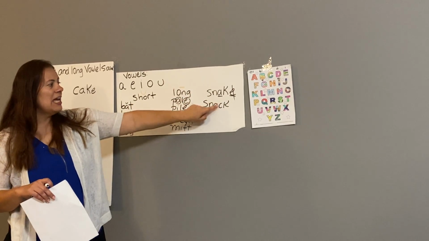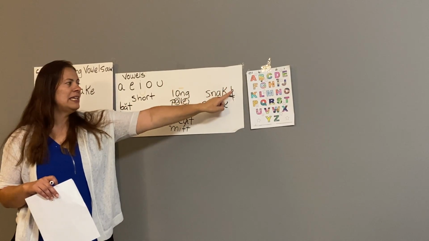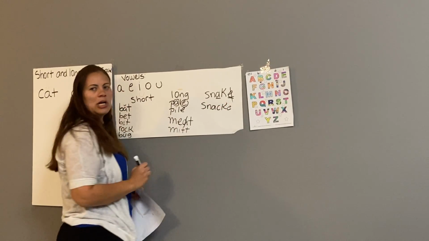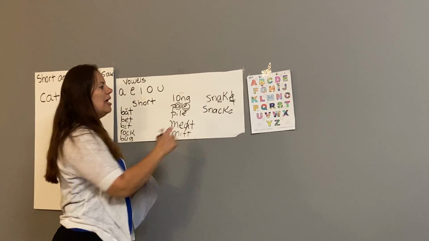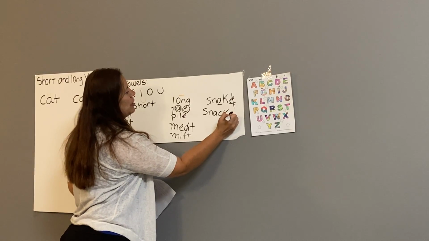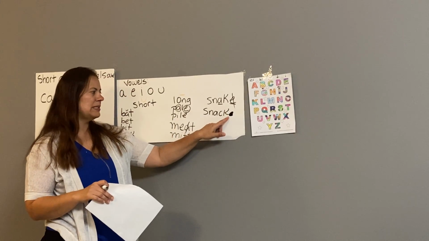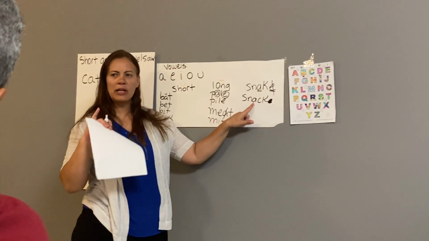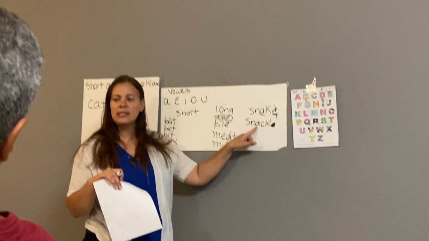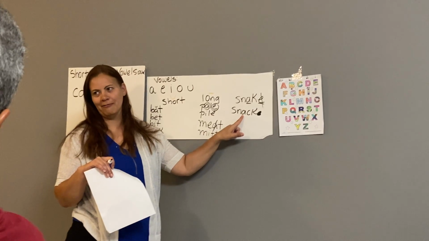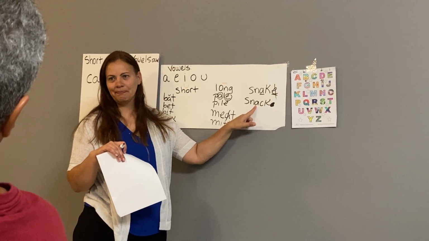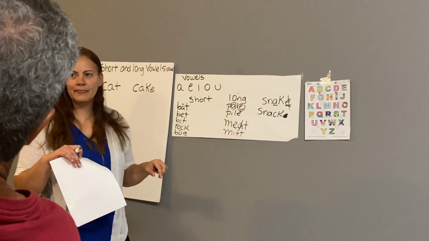Snake, snack. Even though in snake the E is silent, if you put an E here, this word will become snake. But for snack, we do not have any other vowels after the letter K. So you see, snack, there's only one vowel. We should say its short sound. Do you understand now?